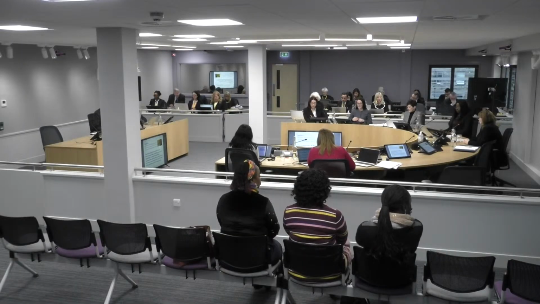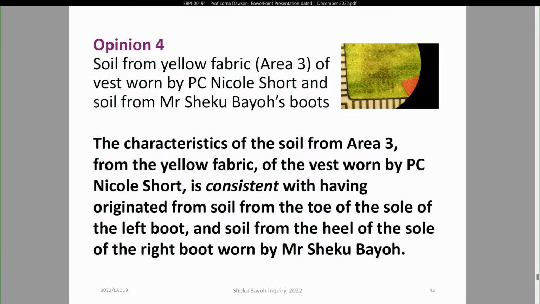And this is your opinion in relation to the soil on the yellow fabric, that is Area 3. Again, can I invite you to share this conclusion with us? So this is now the sample that came from the back of the vest of PC Nicole Short, and it's the material that came from the yellow fabric, Area 3. The characteristics of the soil from Area 3, from the yellow fabric of the vest worn by PC Nicole Short, is consistent with having originated from the soil from the toe of the sole of the left boot and soil from the heel of the sole of the right boot worn by Mr. Sheku Bayo.